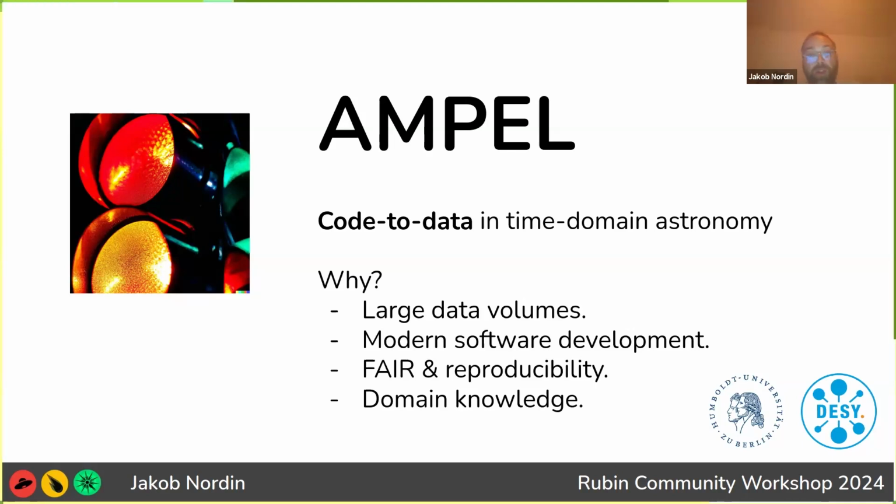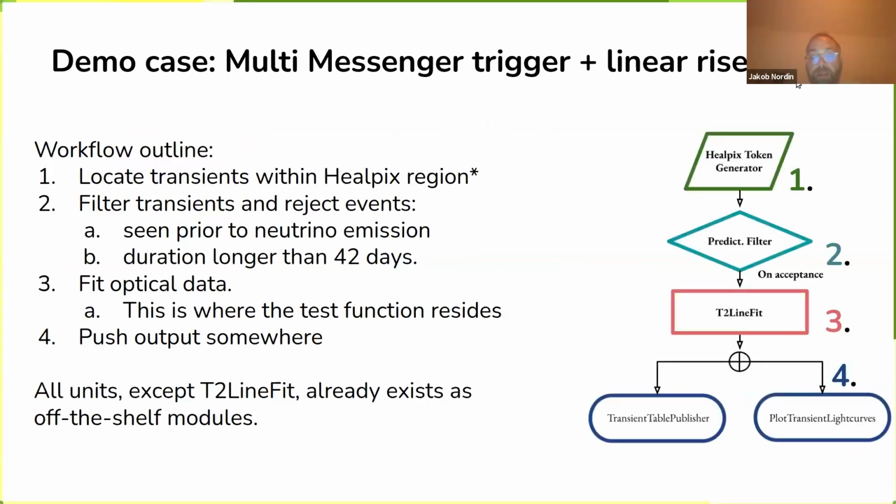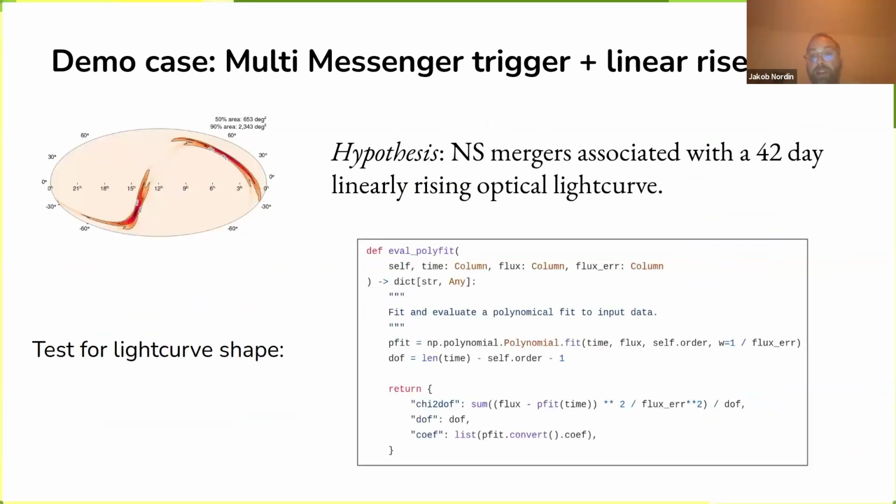So I'm going to spend most of the time talking about a really stupid dummy science example. This is again going to touch on multi-messenger studies, and on the idea that maybe the reason we're not seeing kilonovae is that they're actually associated with a 42-day linearly rising optical light curve. Could be true, so let's find out. The first part of this study is something all of us can do: write a simple Python module that evaluates some sort of light curve, checks whether it has the shape we want, and then returns some sort of quality of fit.